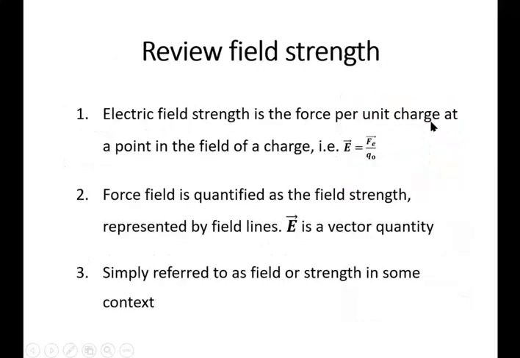Electric field strength is the force per unit charge at a point in an electric field of a charge. That is, the electric field strength, represented by the capital E, and it's a vector quantity, is actually the force divided by a charge in that field. Now, force field is quantified as the force strength represented by field lines. So, indeed, the electric field strength is what we represent by the field lines. Sometimes the electric field strength is also referred to simply as the field, or simply as the strength of the electric field in some context.